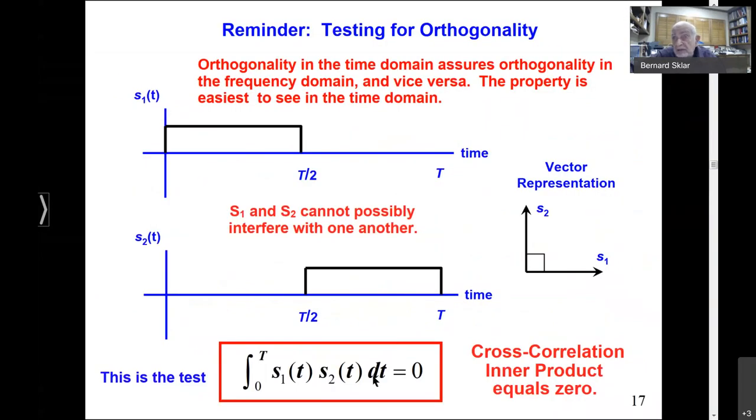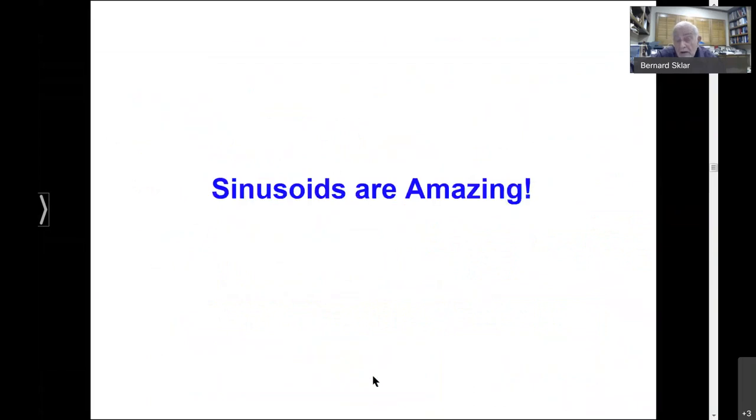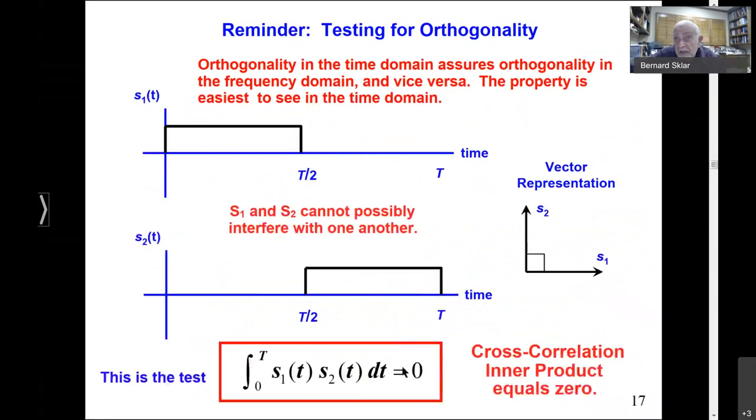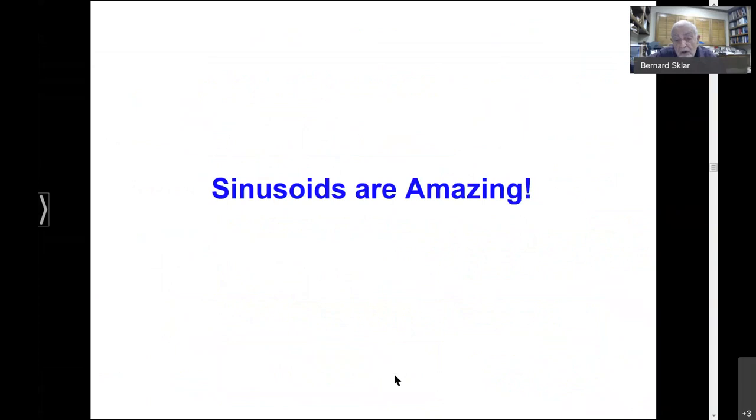But remember, this is really the proof, and is sufficient to show that they're orthogonal. These are what we're calling the characteristics of orthogonal signaling. So sinusoids are truly amazing.